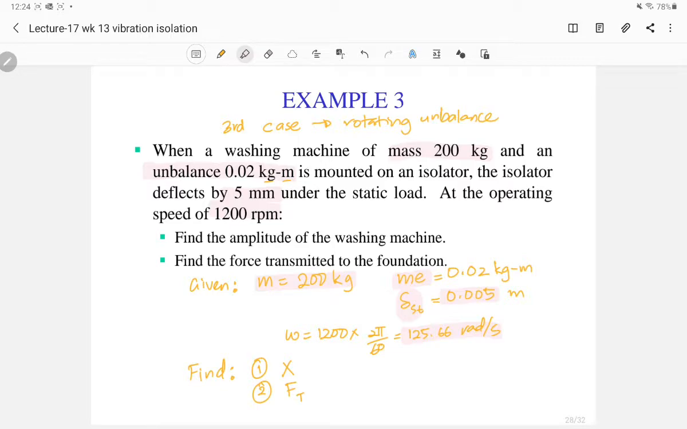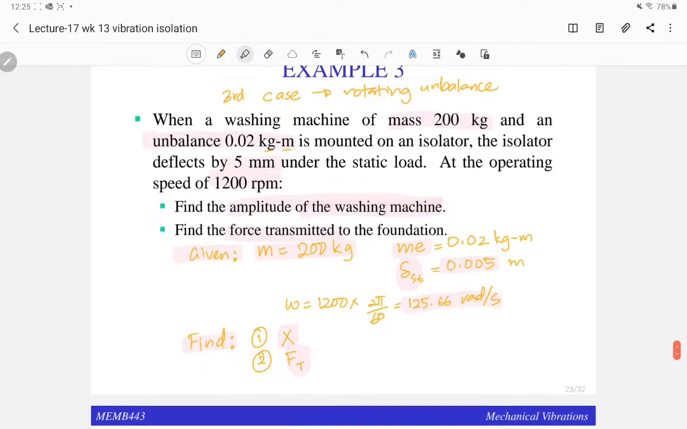So we take a look at what are the things that you need to find. Amplitude of the washing machine. So remember the movement of your machine is an output from this situation. So that's why it's X. And the second one is the force transmitted to the foundation, which is Ft. So let's take a look at the equation.